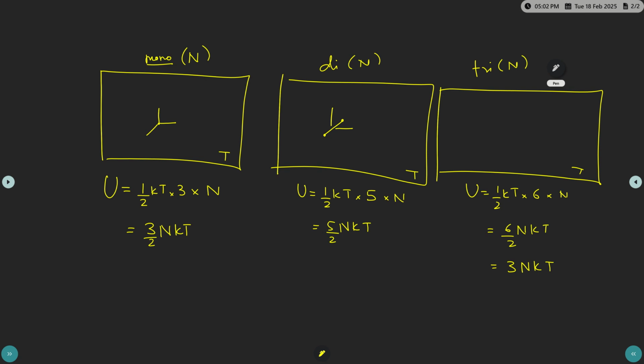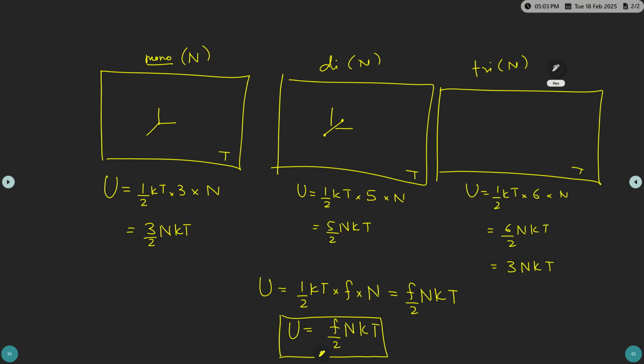So we can write down a general formula for internal energy. Each degree of freedom receives a half kT. We can label degrees of freedom by the letter F. Number of atoms is capital N. So the formula is F by 2 nkT. This is the first formula for internal energy of a gas. F is the degrees of freedom. What is F for a monoatomic molecule? 3. For diatomic? 5. For triatomic?